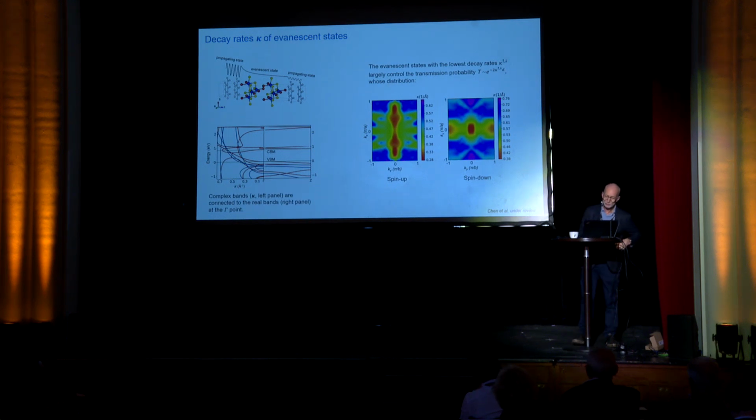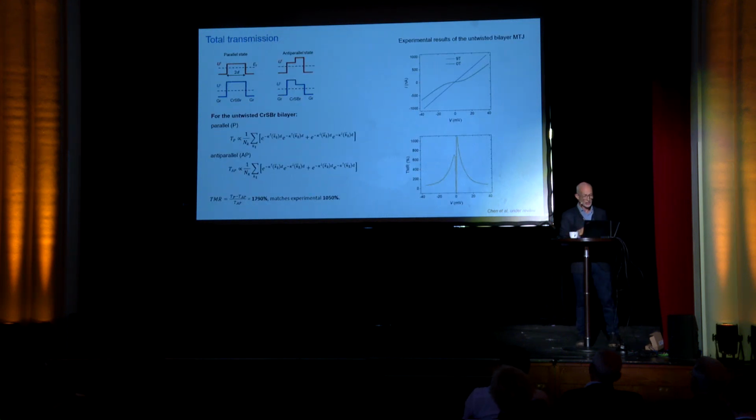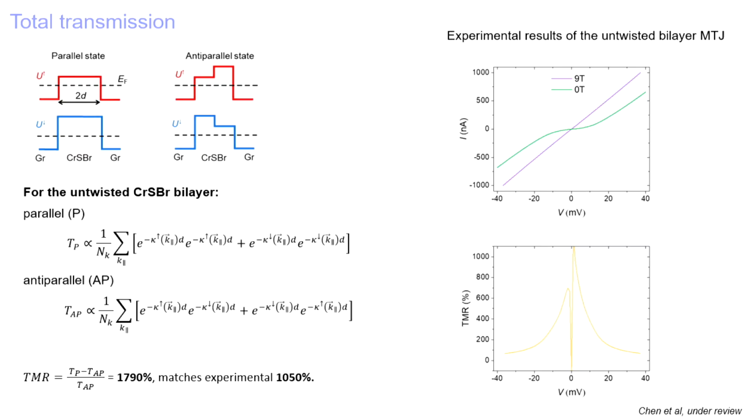And we do this, we look at the evanescence of these wave functions, the decay function. This is what we're plotting here as a function of kx and ky. These are the two momentum directions in the plane of an individual layer, and we can calculate it through this individual layer for spin-up and spin-down electrons, as you can see. And so in this way, we can calculate the total transmission through this chromium sulfur bromide for the untwisted case. And in the untwisted case, we get about 1,000% tunneling magnetoresistance, which matches our experimental results pretty well.